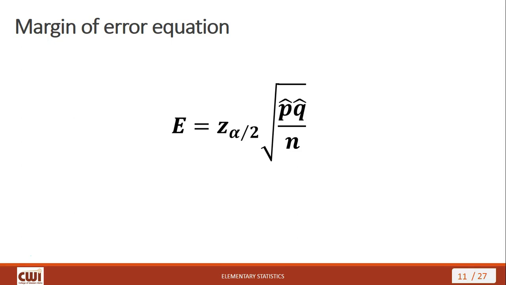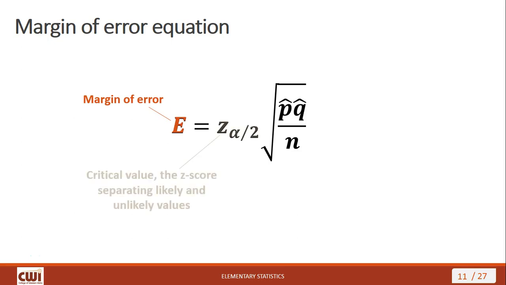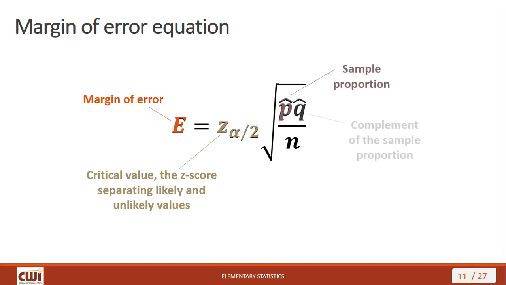Let's look closer at our margin of error equation to understand each of the different parts so we know what it is that we're dealing with when we calculate this value. E, of course, is the margin of error. Z sub alpha over 2 is the critical value, the z-score that separates likely and unlikely values. P hat is our sample proportion. Q hat is the complement of the sample proportion, and n is the sample size. So we need each of these values located on the right in order to calculate margin of error on the left.